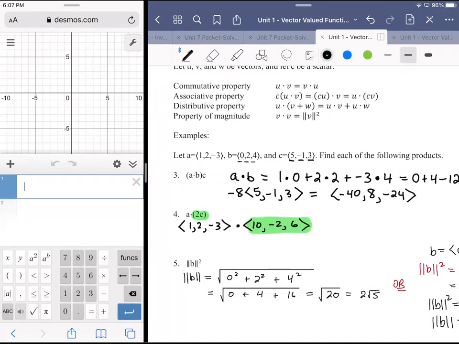So then it's just a matter of carrying out the dotting action here. So we're looking at 10 plus -4 plus -18. So is that -24? No. 6 minus 18, -12.